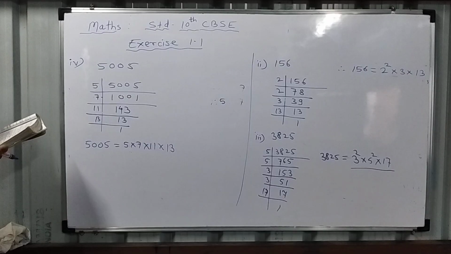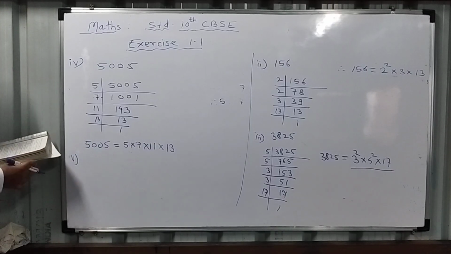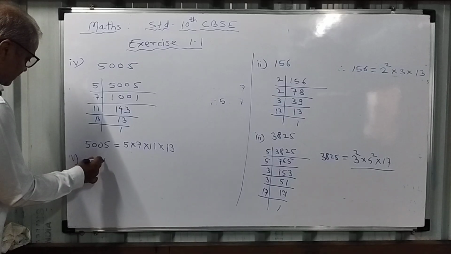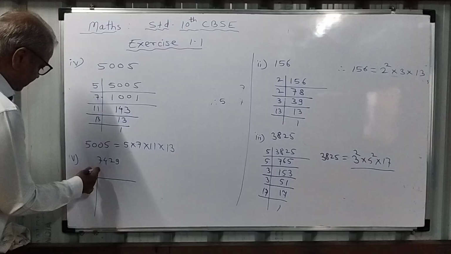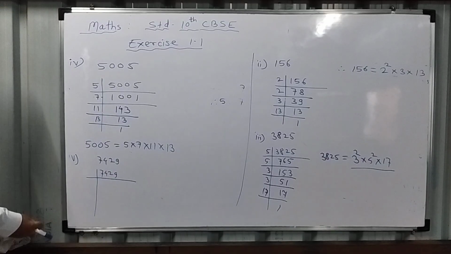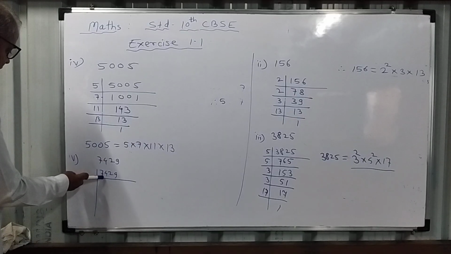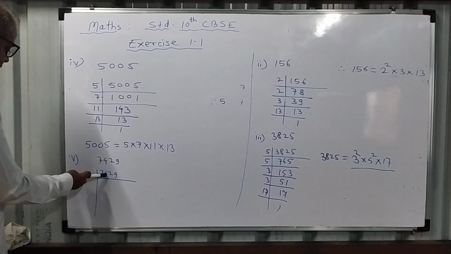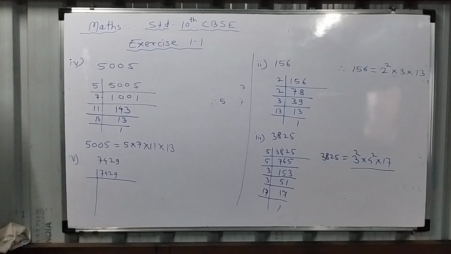Sub question number 5. This is slightly hard. 7429. Let us see the test of 3. The sum of all digits: 7 and 4 is 11, 12, 13, 13 and 9 is 22. So it is not divisible by 3. So it is directly divisible by 17.